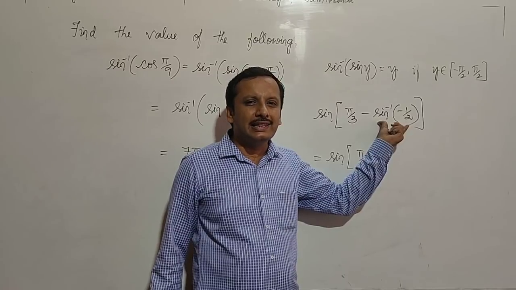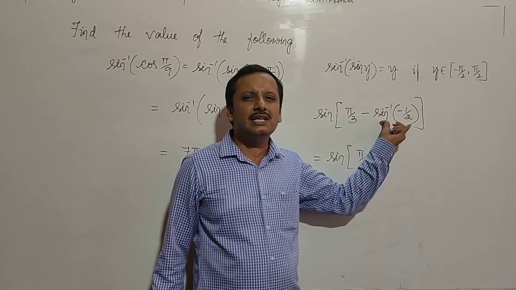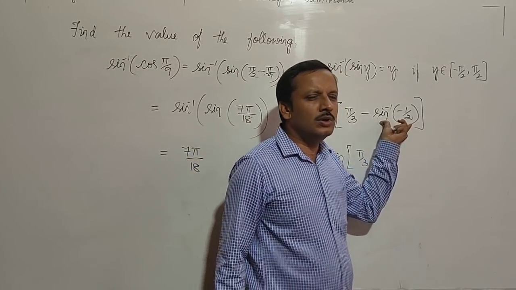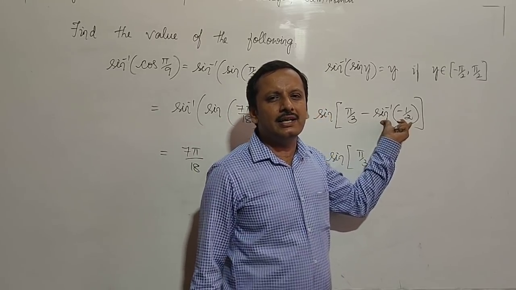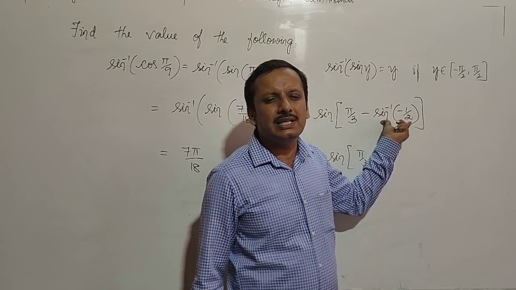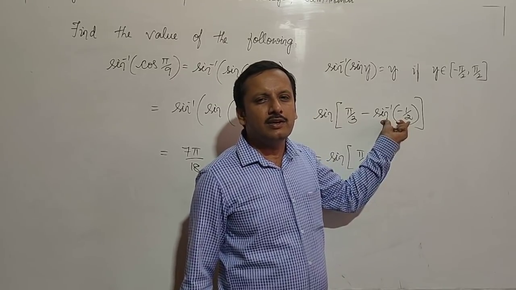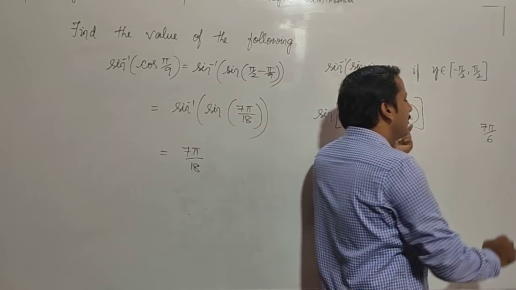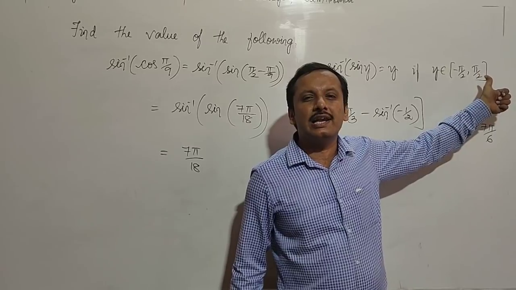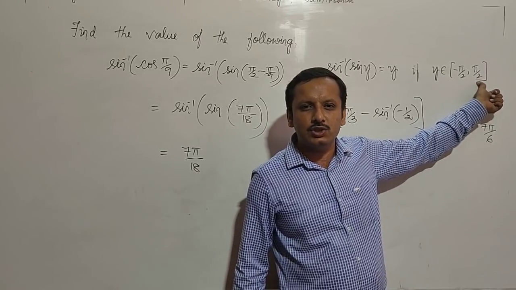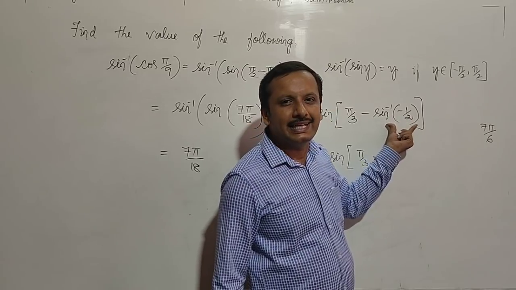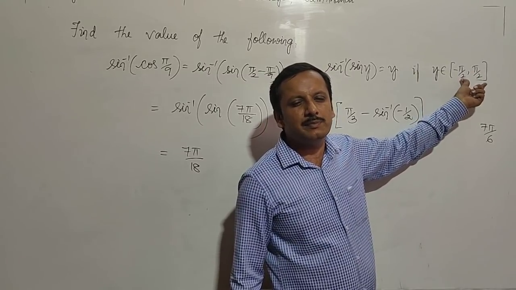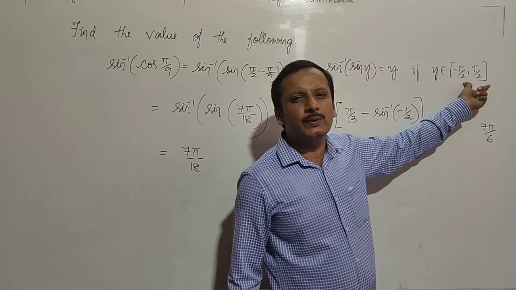So now I have to find an angle theta such that sin theta is equal to minus 1 by 2. That is possible when theta is equal to minus pi by 6. And you might think, sir, it is also possible when theta is equal to 7 pi by 6, but 7 pi by 6 does not lie in its principal branch. That you have to ensure. So ensure that whatever angle theta you take, that theta must lie in its principal branch. For sine inverse, the principal branch is minus pi by 2 to pi by 2.